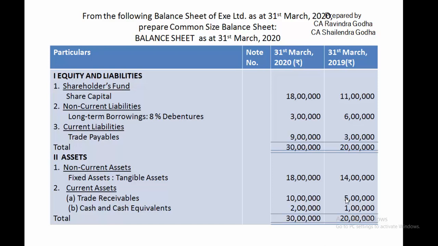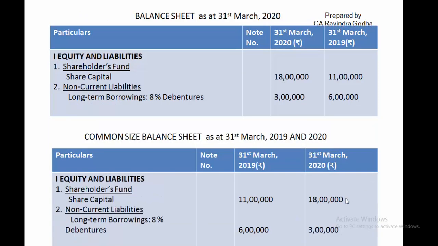To get better understanding, the first data given in the question is of 2020, that means current year, and second data is 2019, that is of previous year. But to solve the question, we have to write first data of previous year, that is 2019, and then data of current year, that is 2020.